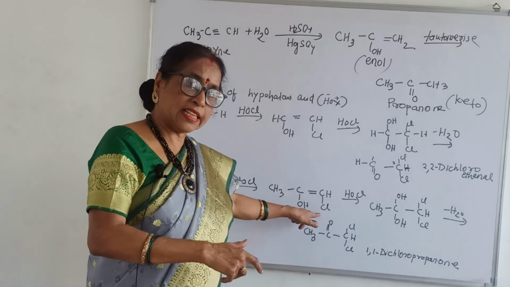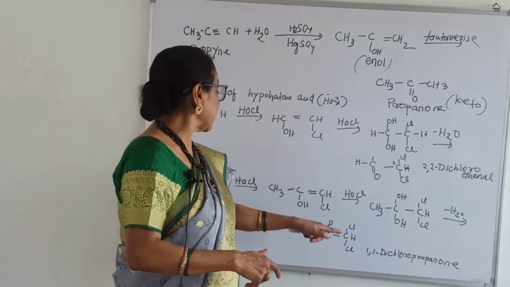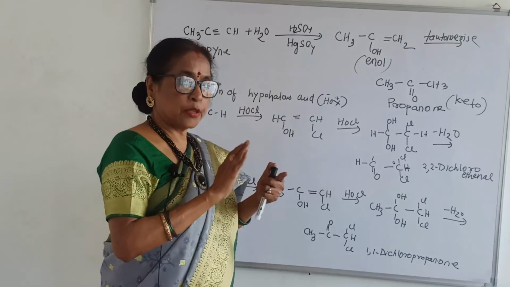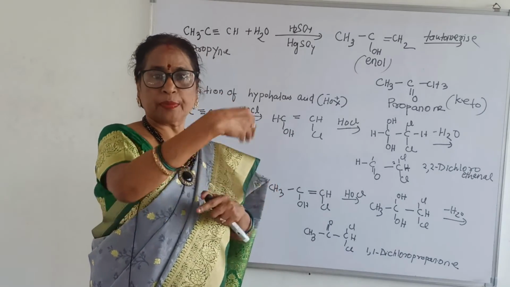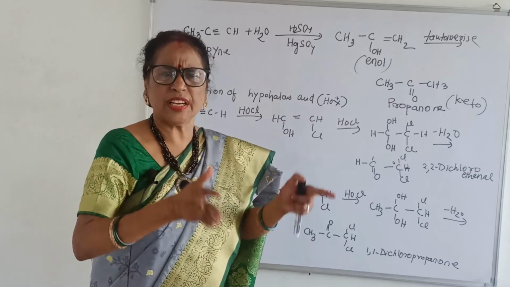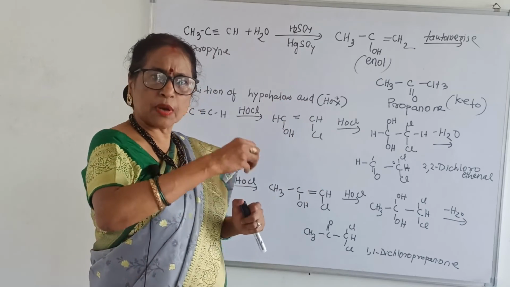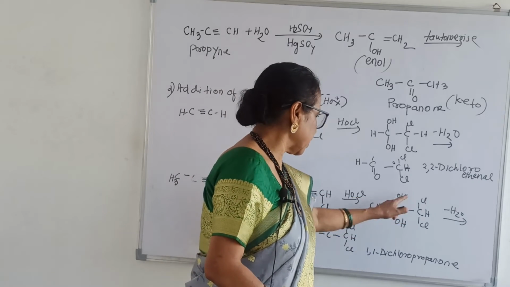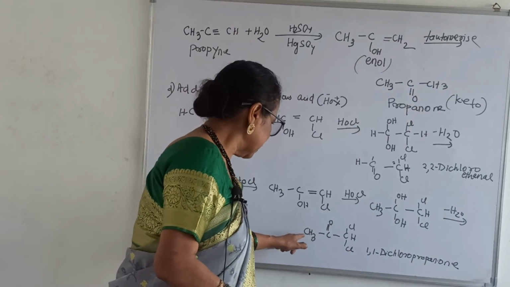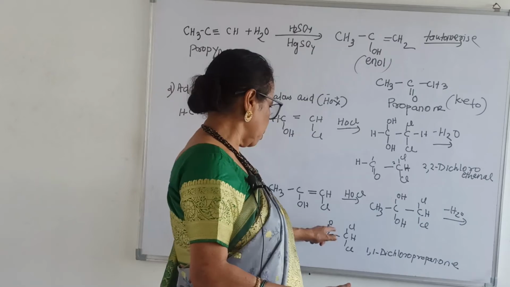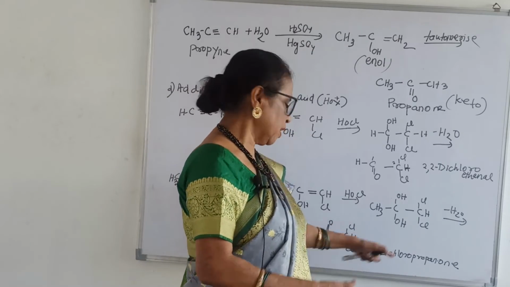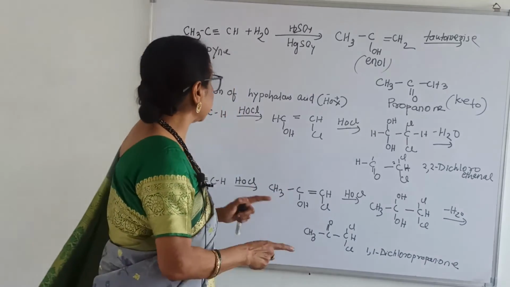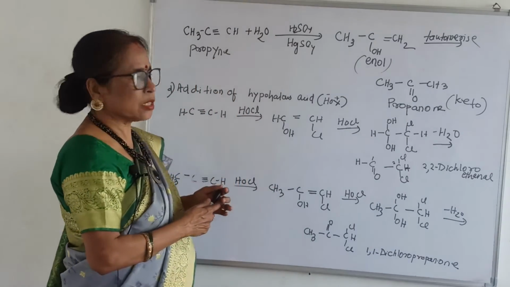Now there is a double bond, that is why HOCl is added again, and OH comes here and Cl comes here. I told you with one carbon, if there are two hydroxyl groups, that is very unstable. That is why one water molecule should be removed, minus water. So water is removed. Then what is remaining? CH3, C double bond O, CH, Cl, Cl. That means 1,1-dichloropropanone.